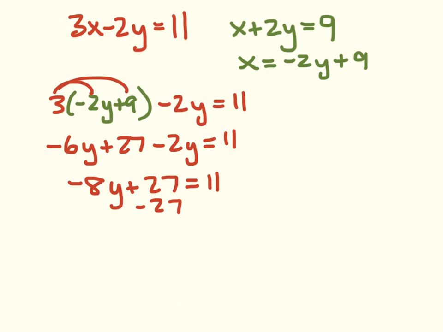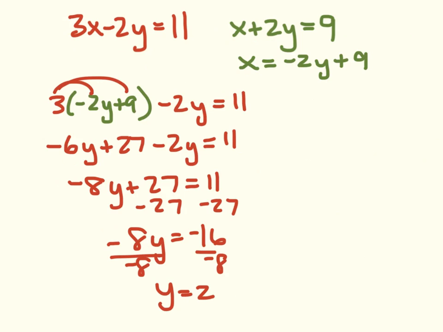Subtract 27 from each side, and we get negative 8y is equal to negative 16. Dividing by negative 8 gives me y is equal to positive 2.